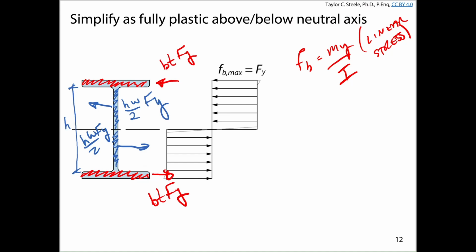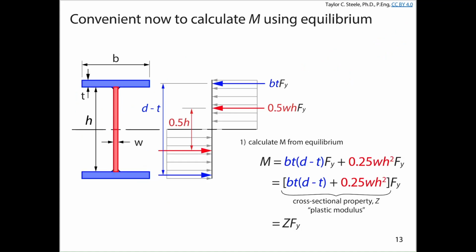And once we have forces, then we can just add up the relative moments, assuming that we have a moment couple. Basically, we've got wh over 2, 0.5 wh. The distance between those two equal and opposite forces is 0.5 h. And then we've got the flange forces, which are btFy, and the distance between those two forces is d minus t. In statics, you talk about moment couples. I'm assuming you've talked about moment couples. If you have equal and opposite forces, the moment is the force times the distance between the forces. And so if we apply that similar concept here, then we end up with the moment is bt times (d minus t) Fy plus 0.25 wh squared Fy.